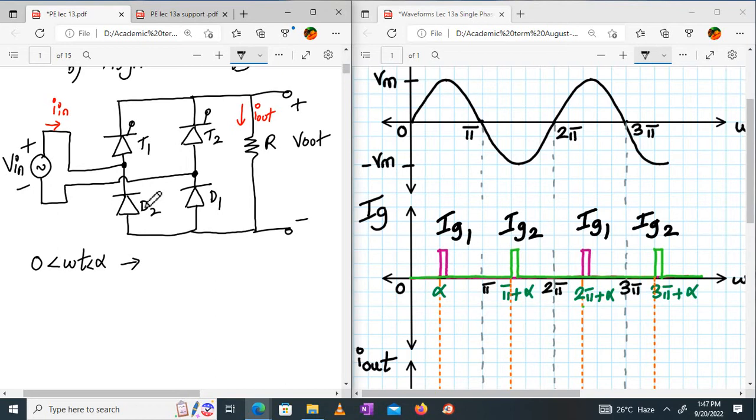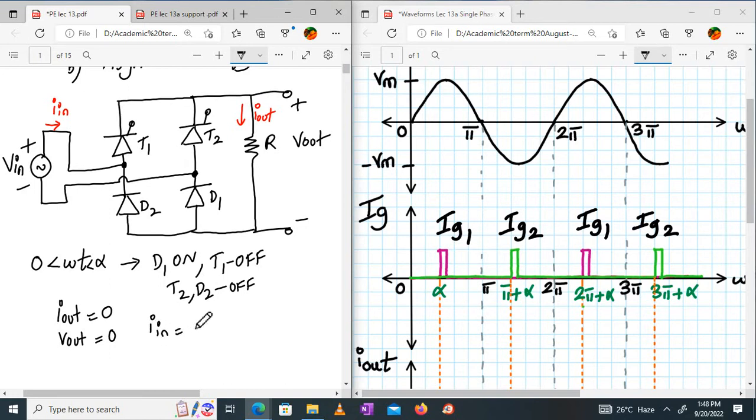So right now from 0 to alpha, what is the state of the devices? D1 is on, T1 is in the forward blocking mode, but again it is off. And T2 and D2 are off only. They will get the opportunity to turn on during the negative half cycle. So now everything is off. What about I out current? I out current will be zero. What about V out? Current is zero, so current into resistance also will be zero. That will be zero. What about I in? Zero.